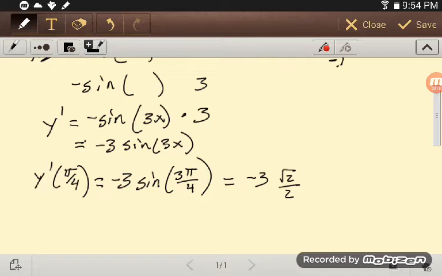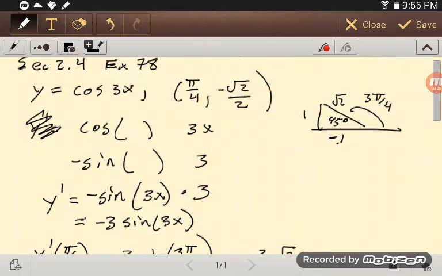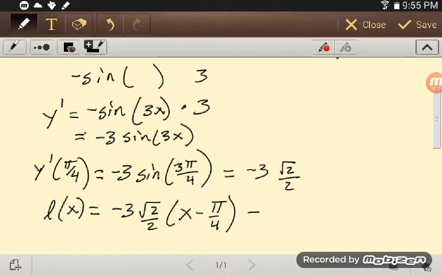And so our tangent line there, L of x, is just point-slope: minus 3 square root of 2 over 2 times x minus pi over 4, and then our y value is minus square root of 2 over 2. So there's our tangent line, and so let's check all that stuff out.